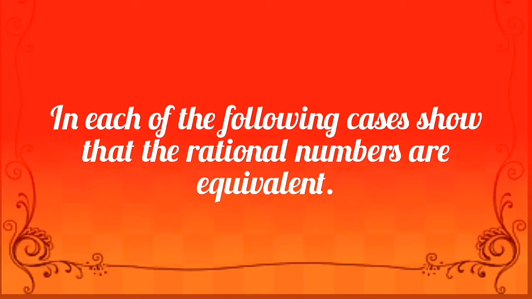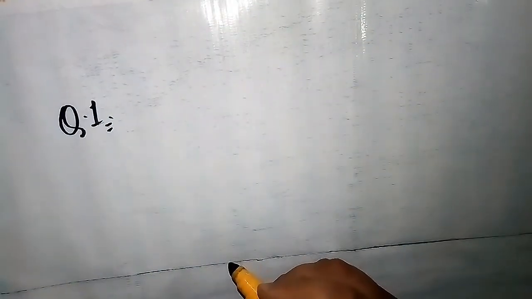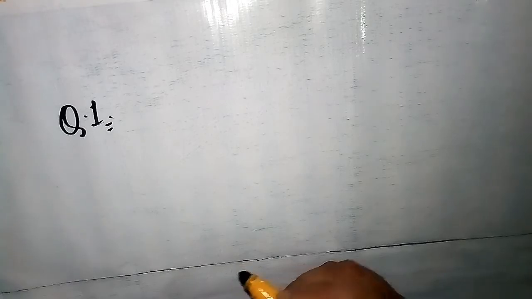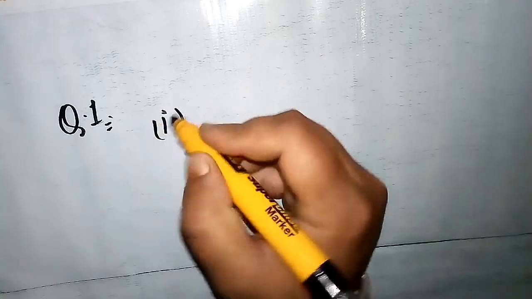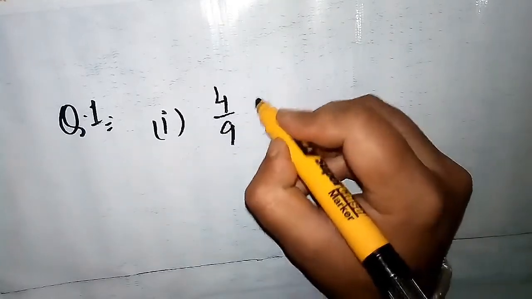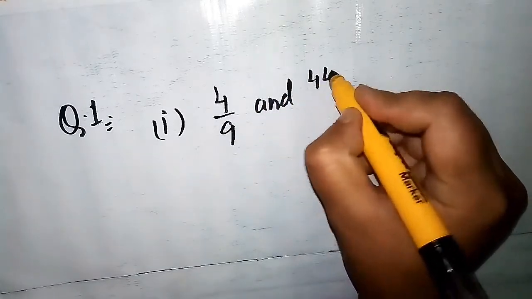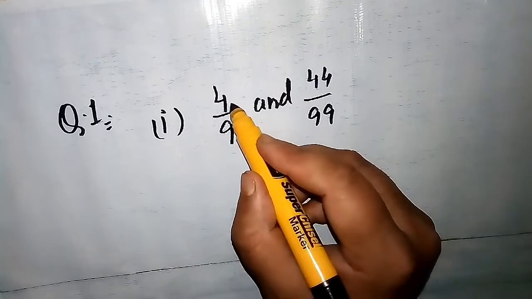Now let us apply this in question number 1 of the exercise. In each of the following cases, show that the rational numbers are equivalent. How do you have to show? Let us solve the first part of question number 1, which is 4 upon 9 and 44 upon 99. We have to check whether these are equivalent or not.